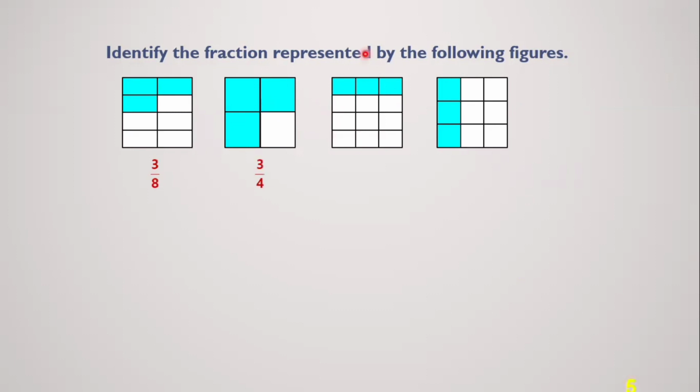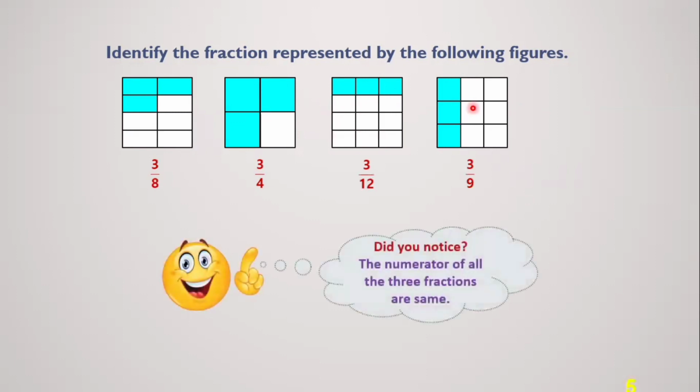Then again, here you have 12 equal parts, and then 3 are shaded. So 3/12. And again, you have here 9 equal parts and 3 are shaded. So it is 3/9. And when we observe all of these fractions, what do we see? That the numerators of all of these fractions are the same. Let us learn how to compare these fractions.